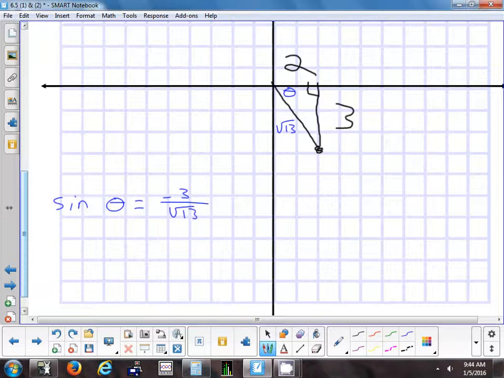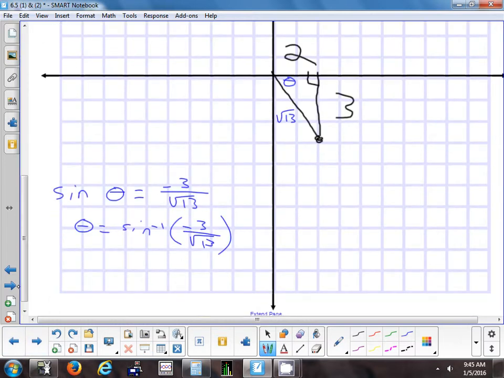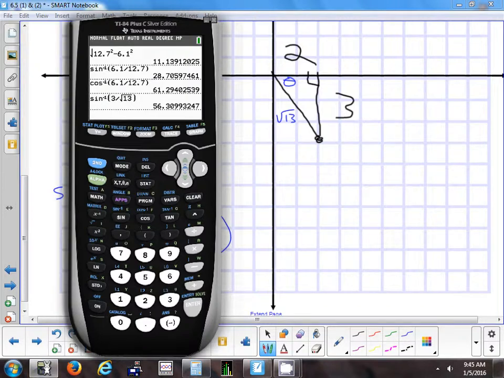So now we'll use inverse sine and see what we get for theta. And remember, whatever I get here, if it comes out negative, I'm going to take the absolute value. Okay, I'm just going to make it positive. All right, so we get second, it's inverse sine of negative 3 over square root 13. So it comes out as negative 56. But remember, we want to think of this reference angle as being positive. So it's just 56.31.